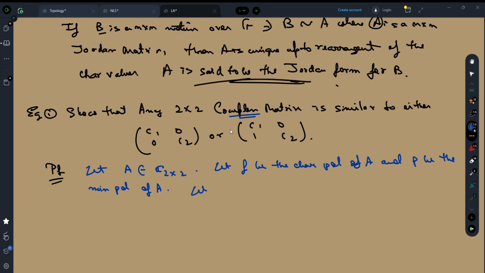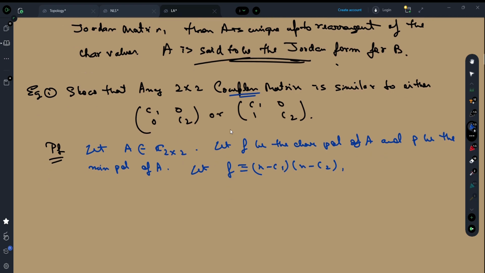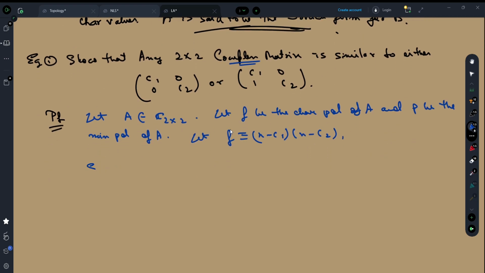Let P be the minimal polynomial of A. Obviously, P will split because we are working over an algebraically closed field. So we can write P of this form, (x minus c1) times (x minus c2). Okay, c1 can be equal to c2, or c1 can be different from c2. What happens if c1 is different from c2?